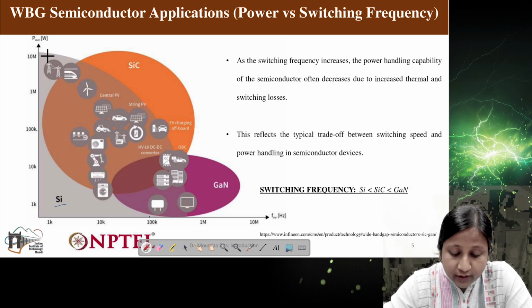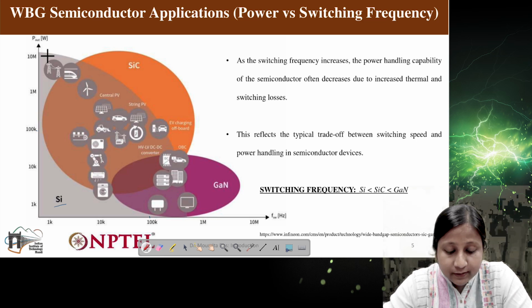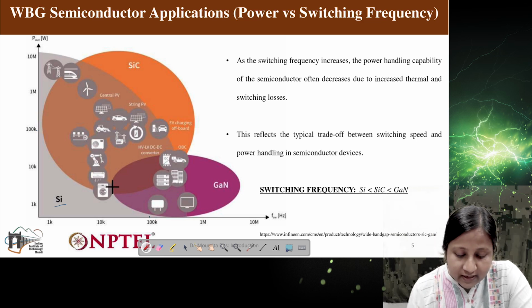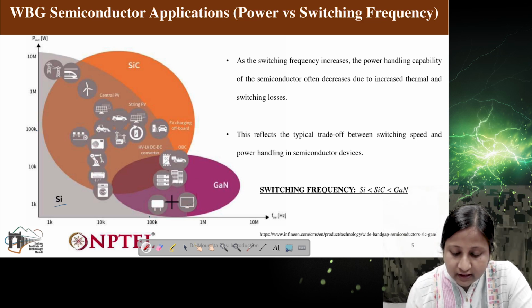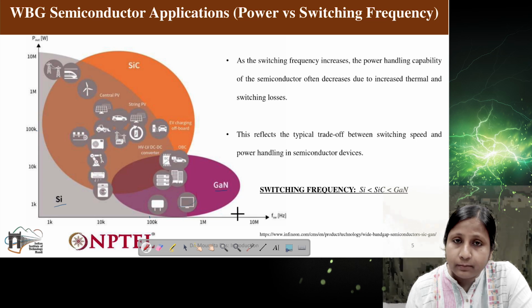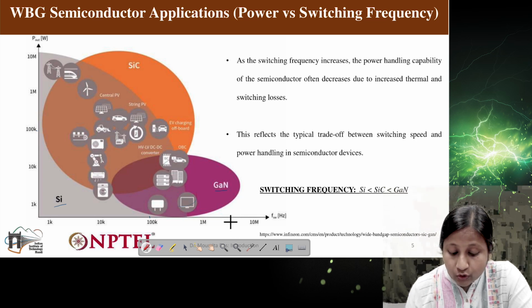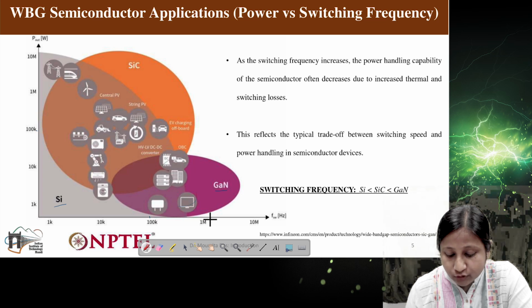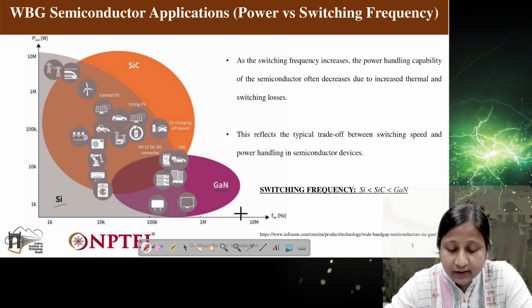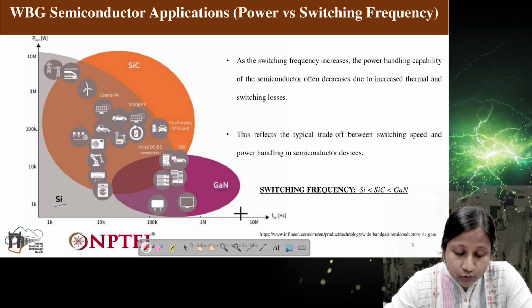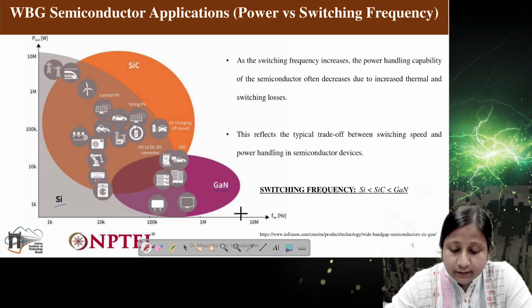Now where exactly do GaN and silicon carbide stand? For GaN, you can see the pink graph shown here. GaN will be suitable for very high frequency applications. Very high frequency means it can go to the gigahertz level. Here it is shown from 1 megahertz to near 10 megahertz. There, obviously, the power level will be limited.